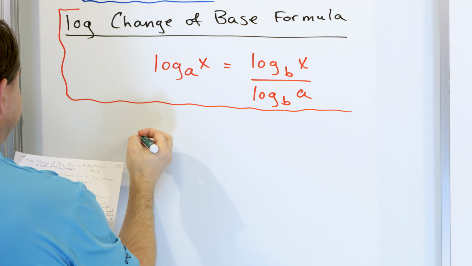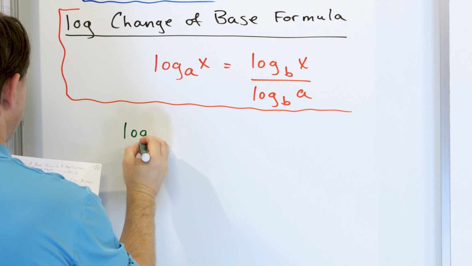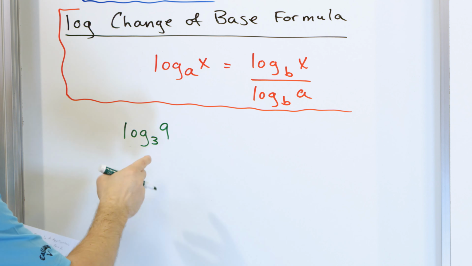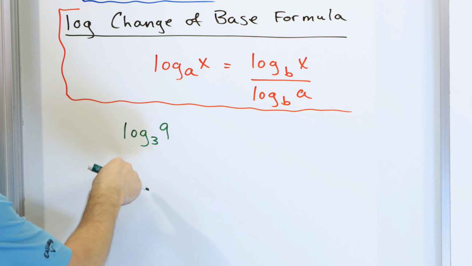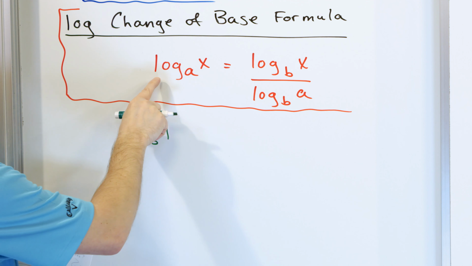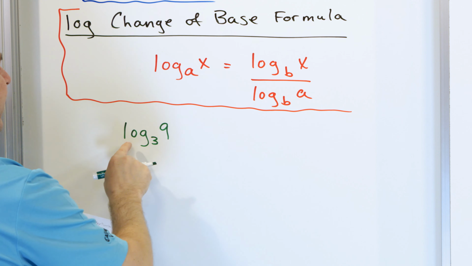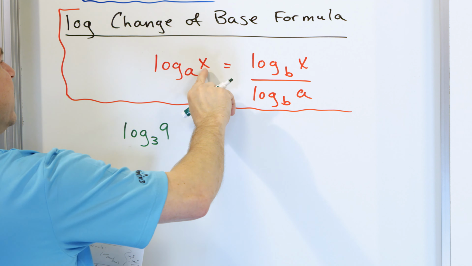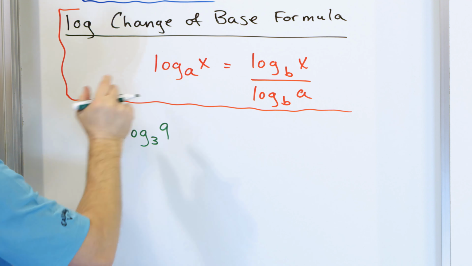What if I wanted to take the base 3 logarithm of the number 9? Now, I just told you that the base 3 logarithm button is not in your calculator, so there's no way to put it in there. So you can see log base a of the number x. In this case, base a is the number 3, and the number I'm taking the log of is 9.